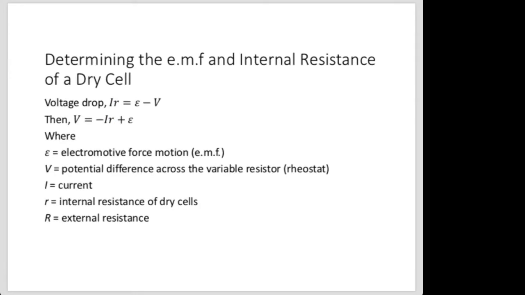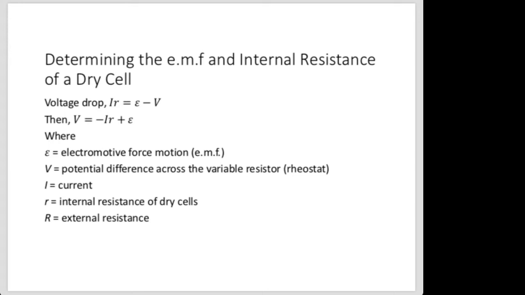Right? So this is the full formula of determining the EMF and internal resistance of a dry cell. So voltage drop, like I said just now, equals IR, so I being the current, small letter r being the internal resistance, equals E, so EMF minus V, potential difference. If we were to rearrange the formula, you would get V equals negative IR plus the electromotive force.